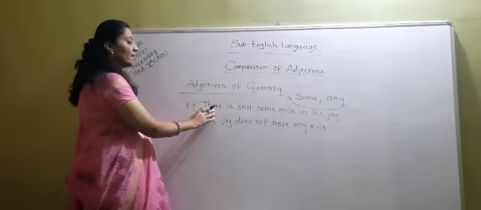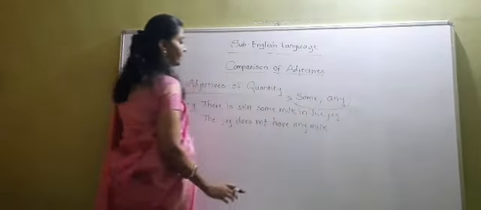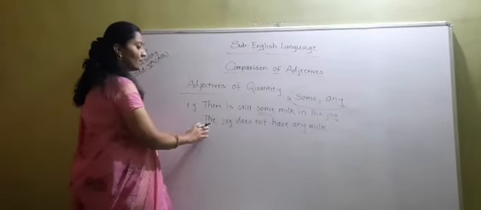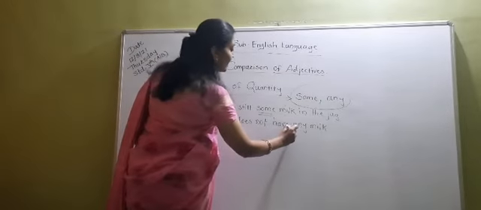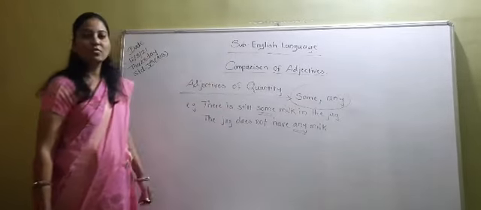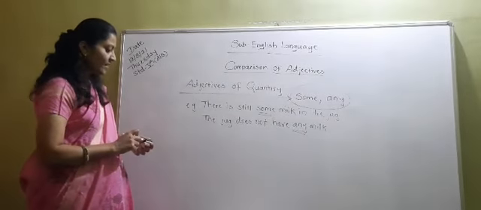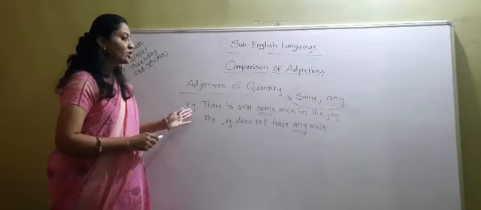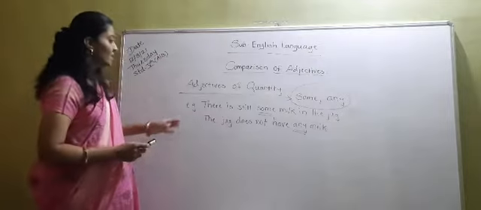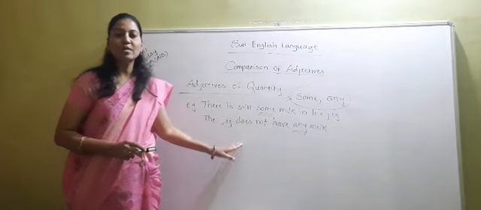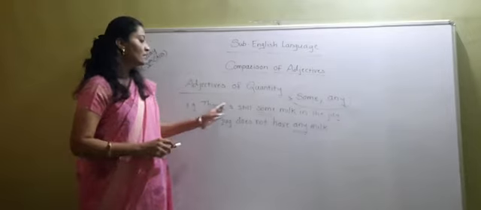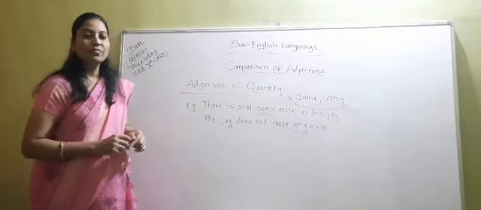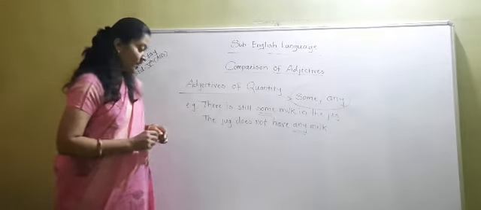For example, there is still some milk in the jug. So some is here the adjective of quantity. The jug does not have any milk. Any is the adjective of quantity. Okay. So like this, we can use this word some and any as an adjective in the sentence. Okay. So these are the adjectives of quantity. So you have to keep in mind, students, whenever the word some or any comes, they are the adjectives of quantity. Now we are going to solve question number A.